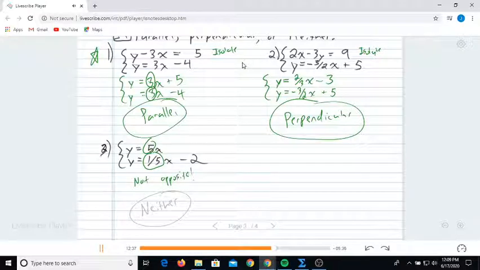You know, one's positive, the other's positive. They're not opposite signs, so these are neither parallel nor perpendicular. Alright, with that out of the way, we can actually do some more examples.